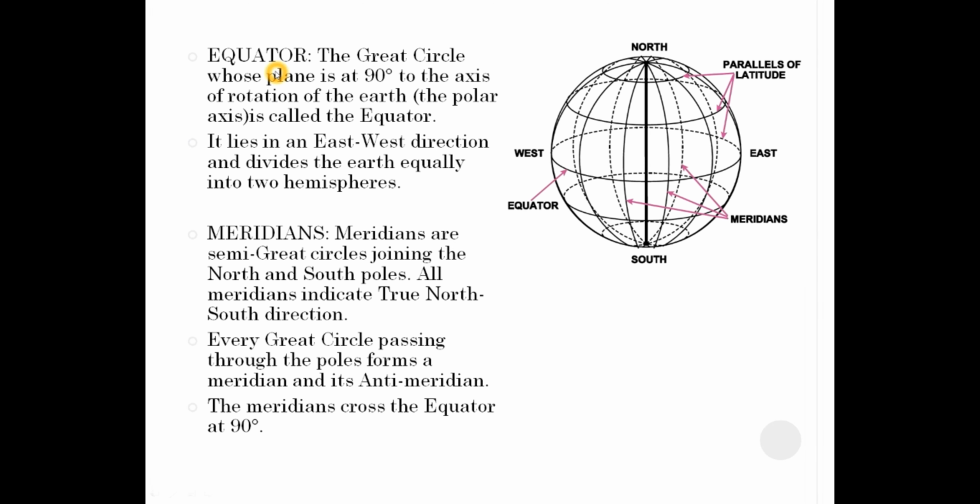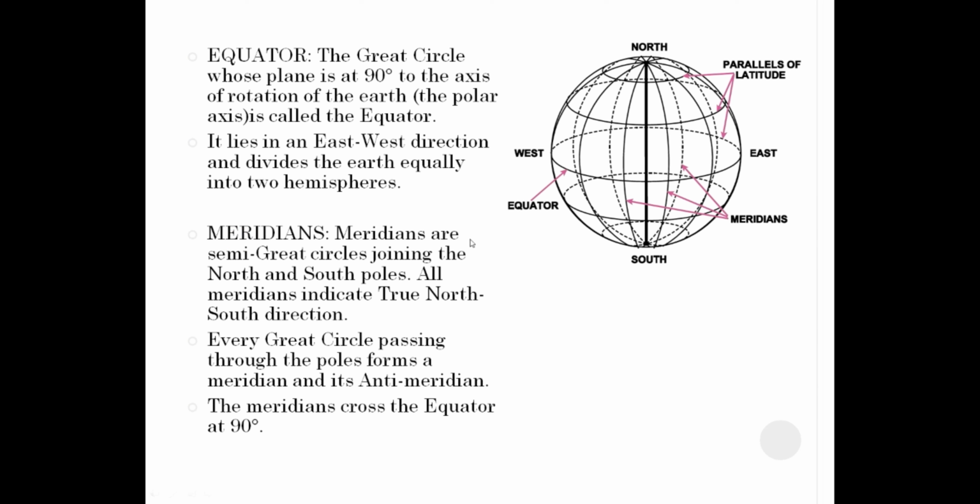Okay, then let's talk about the equator. The great circle whose plane is at 90 degrees to the axis of rotation of the earth is called the equator. It runs in an east-west direction and divides the earth equally into 2 hemispheres. So basically this is our equator which divides the earth into 2 equal hemispheres. This is the north hemisphere and this is our south hemisphere.